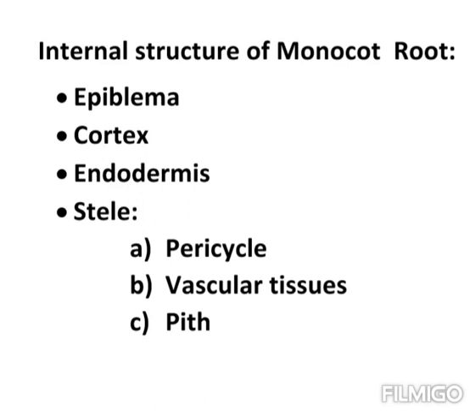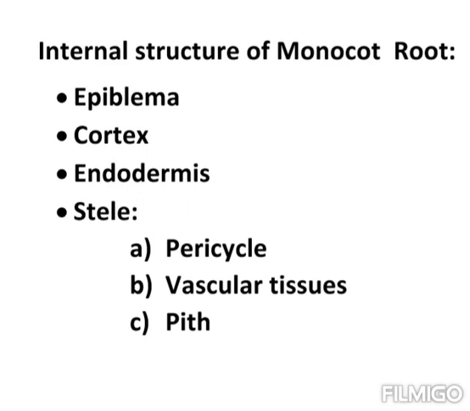The second one is the cortex. It is a multi-layered large zone composed of parenchymatous cells with intercellular spaces. What is the function? It stores water and food materials.